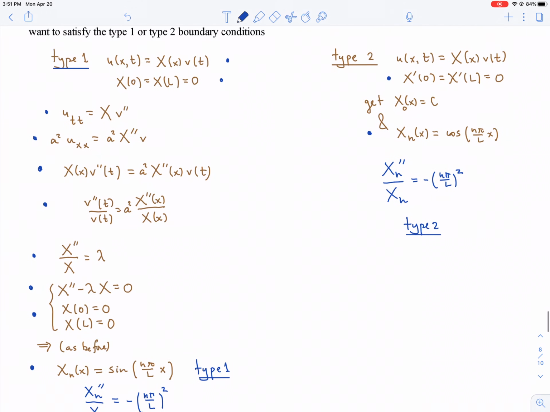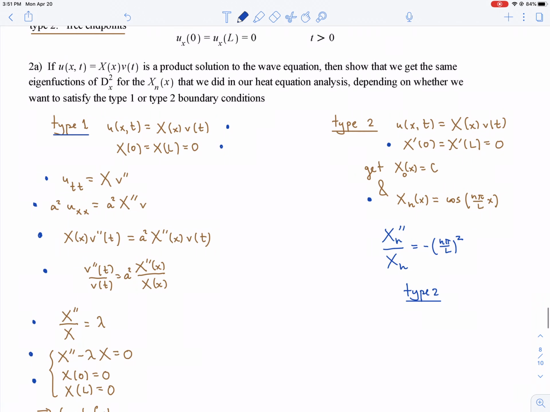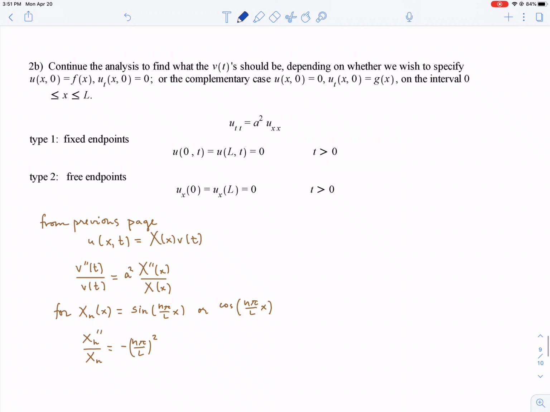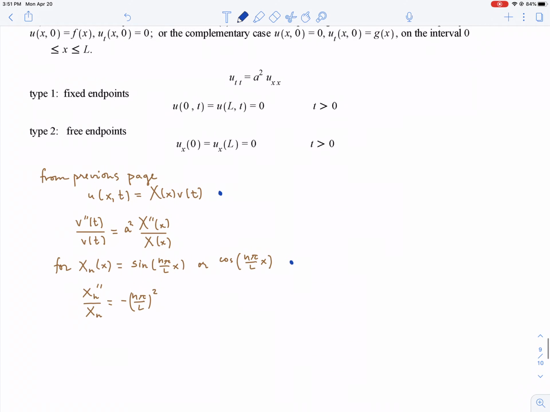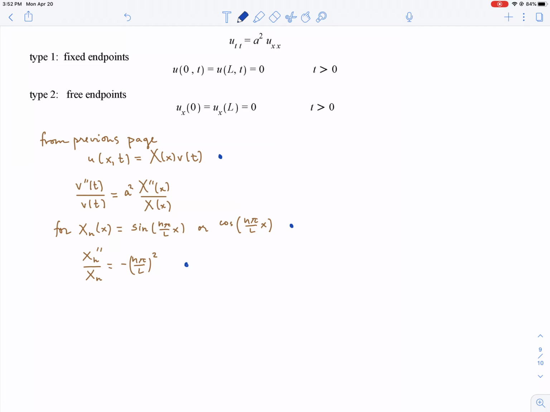Okay, remember how for the heat equation, once we had the function of x, we went back to the starting equation where we were saying the product had to solve the PDE, and then we got a differential equation for the v of t. So we do the same thing for the wave equation. So we're looking at product solutions. We already know that depending on whether it's type 1 or type 2, the xn's are going to be sine n pi over Lx or cosine of n pi over Lx, and the xn double prime over xn will just be minus n pi over L quantity squared. So let's feed that into the condition, right, that was necessary to solve the wave equation.